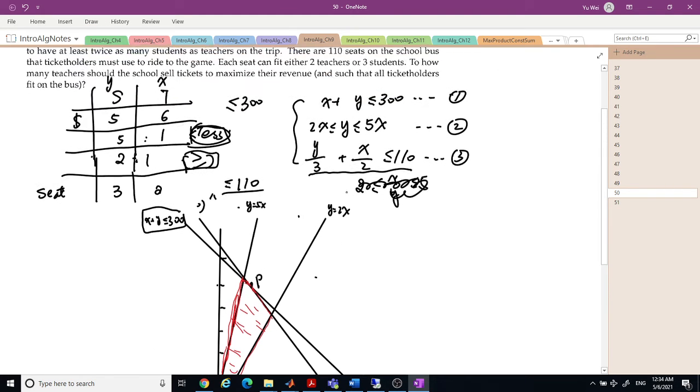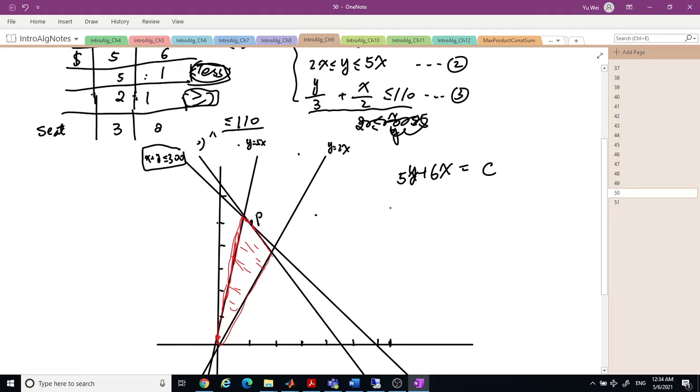So we try to maximize our dollars, right? So we try to maximize 5y plus 6x equals c. We want to see which point we need to pass through. Here we are bounded by these four lines, and we have to see which of the four points this line passes through gives the maximum amount of dollars. Basically, we want to see the biggest y-intercept.